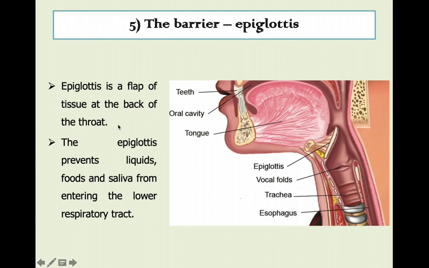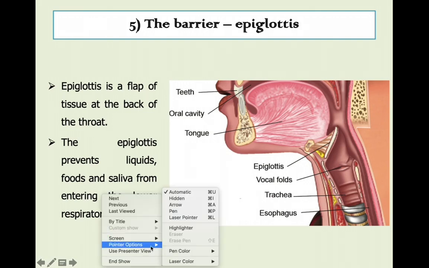Boleh. Sekejap, ada pointer tak? Pointer options.